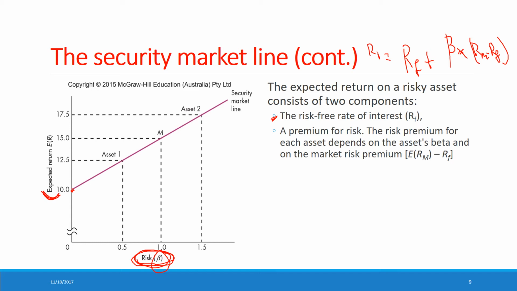Okay. So there are two components to this equation. The first one being the risk-free rate, and the second one is the risk premium, right? And this risk premium depends on how sensitive the asset return is compared to the market return.